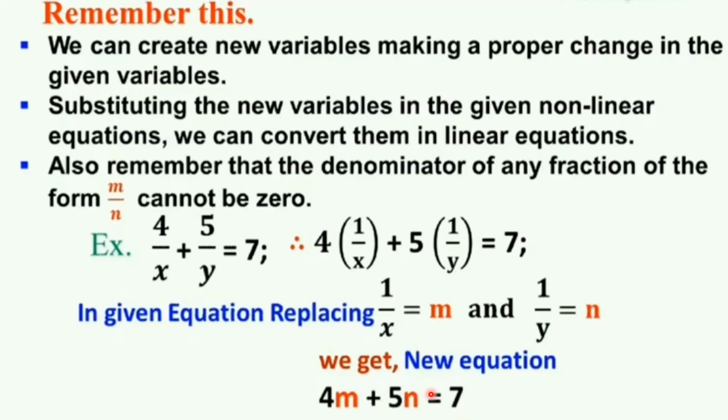Now, if you look into the new equation, you can say it is a linear equation with two variables, isn't it? Because m is a variable, n is also a variable. Both these variables have got the degree 1, isn't it? That is, the exponential power of these variables is 1. Therefore, it is a linear equation. So, similarly, we can solve some of the problems in the exercise, that is 3.6, children.